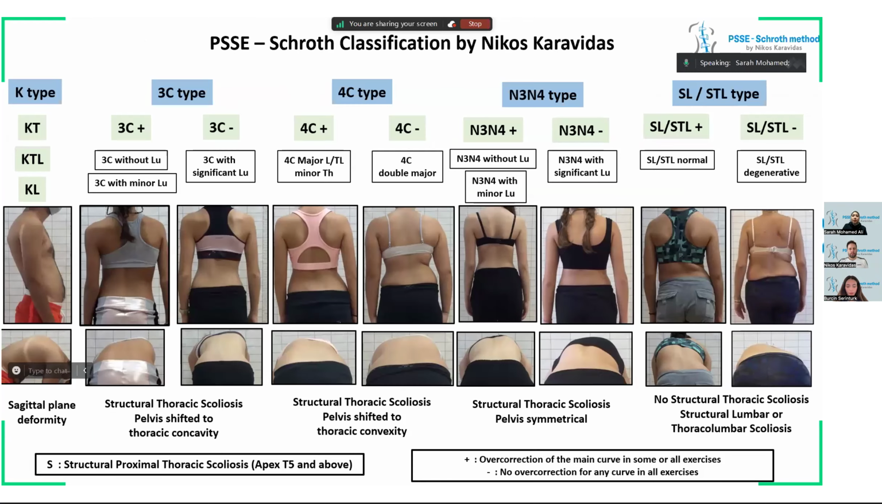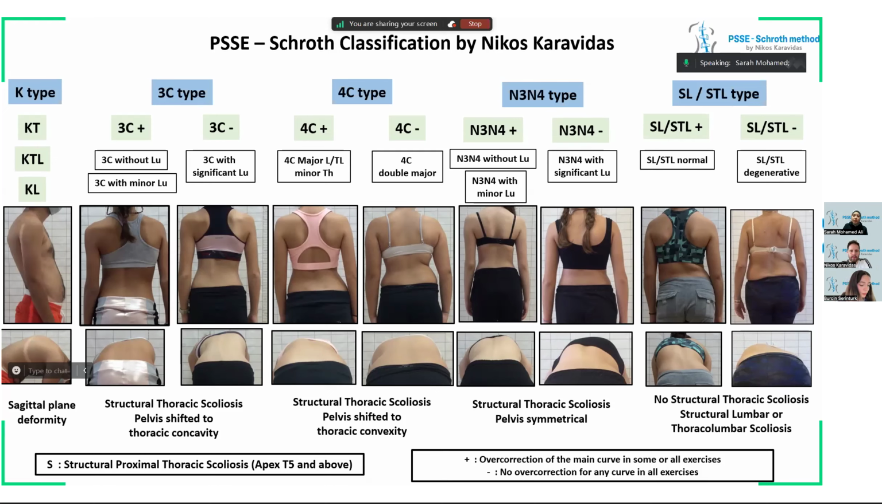Okay, so to start with the PSSE-Schroth classification, we have in the sagittal plane deformity, talking about the kyphosis, a thoracic kyphosis, thoracolumbar kyphosis, and lumbar kyphosis. Okay, the second types are related more to the scoliosis.